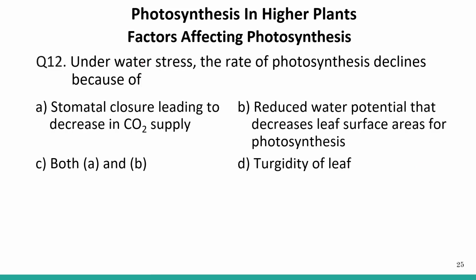Now question 12 is, under water stress, the rate of photosynthesis declines because... Options: stomatal closure leads to decrease in carbon dioxide supply. So this is true. Whenever stomata are closed, there will be no gaseous exchange. Option B is reduced water potential that decreases leaf surface area for photosynthesis. So this is also true. So what happens? Water potential.